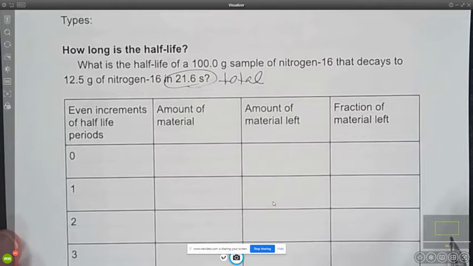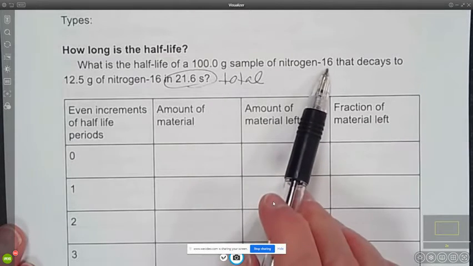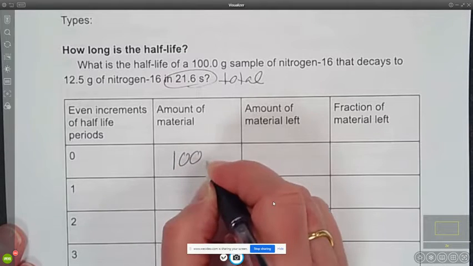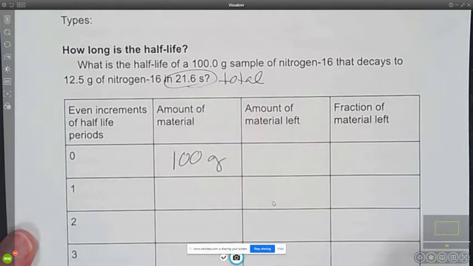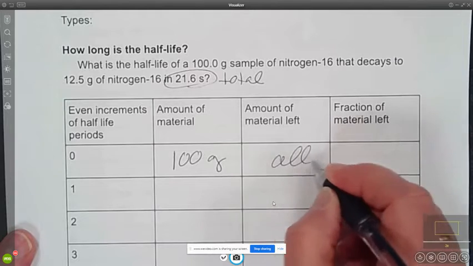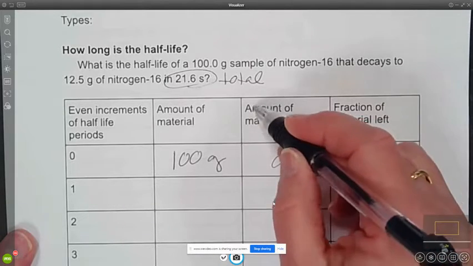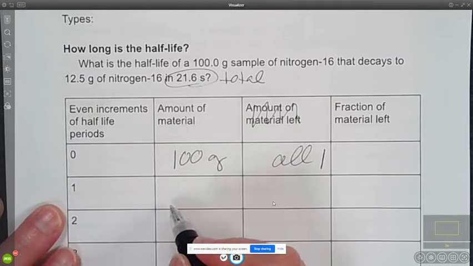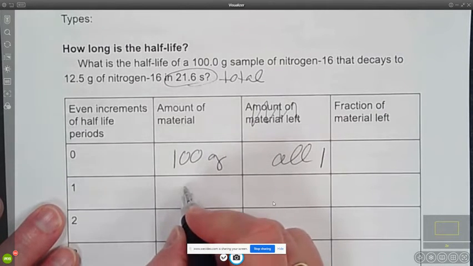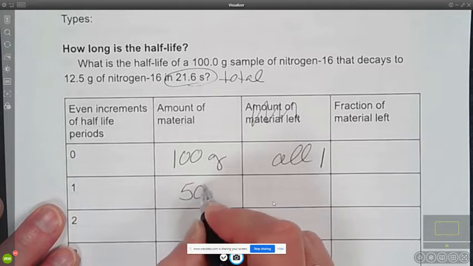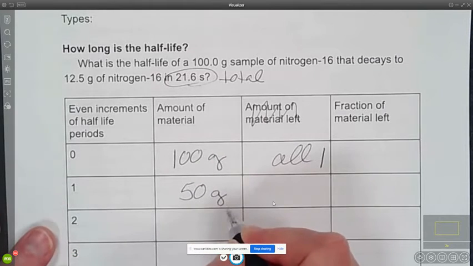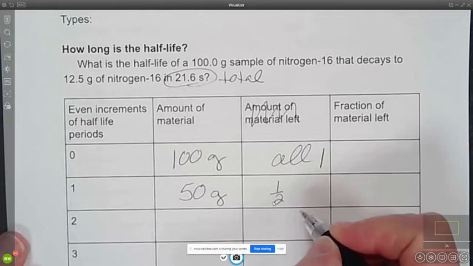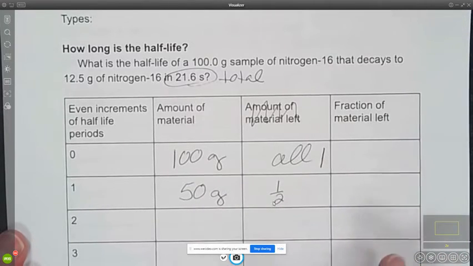I want to see, first of all, how many half-lives I'm dealing with. I start out with material at time 0. I start out with 100 grams. I have all of it, so I'm going to call this 1, the fraction of the material left. After 1 half-life, I've got half of this left, 50% of it; half of it has decayed. I've got 50 grams left, so 1/2 of the material left. 1/2 of the 100 grams would be 50.